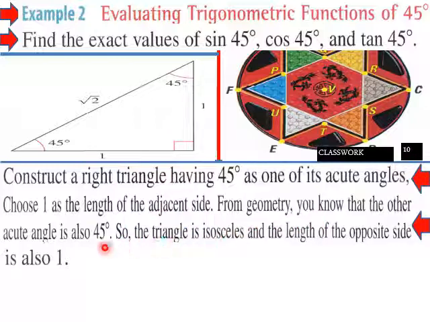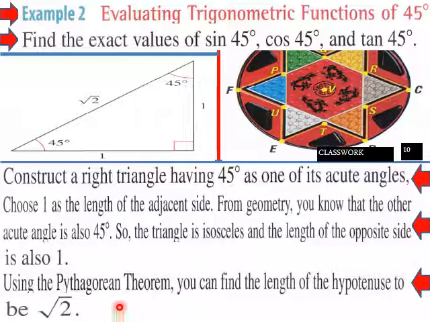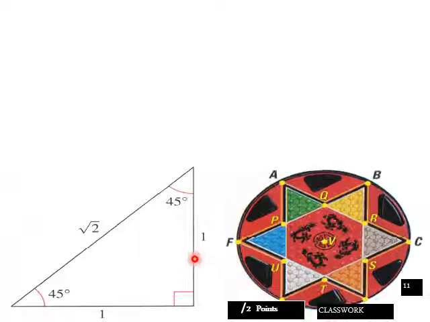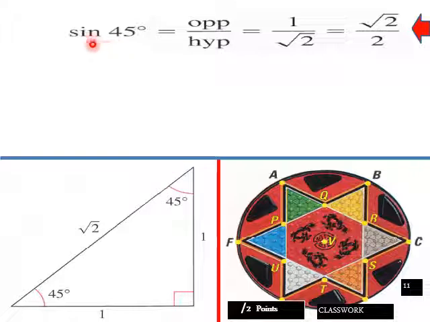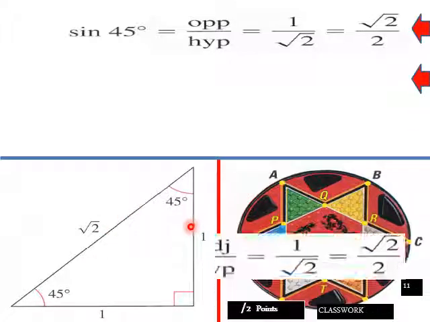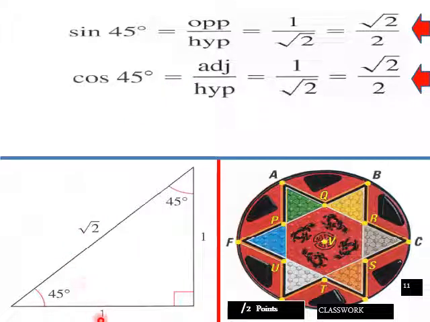From geometry, you know that the other acute angle is also 45 degrees, so the triangle is isosceles, and the length of the opposite side is also 1. Using the Pythagorean theorem, you can find the length of the hypotenuse to be square root of 2. So again, using this 45, 45, 90 triangle, our sine would be op over hyp, which is 1 over square root of 2. And our cosine would be adjacent over hyp, the same thing, square root of 2 over 2. Remember to rationalize your denominator.